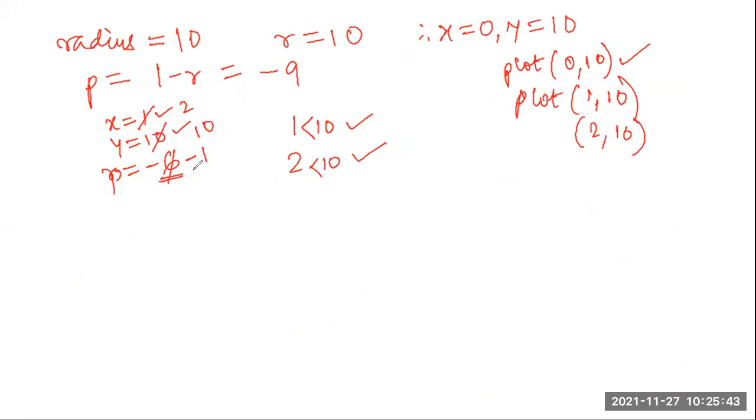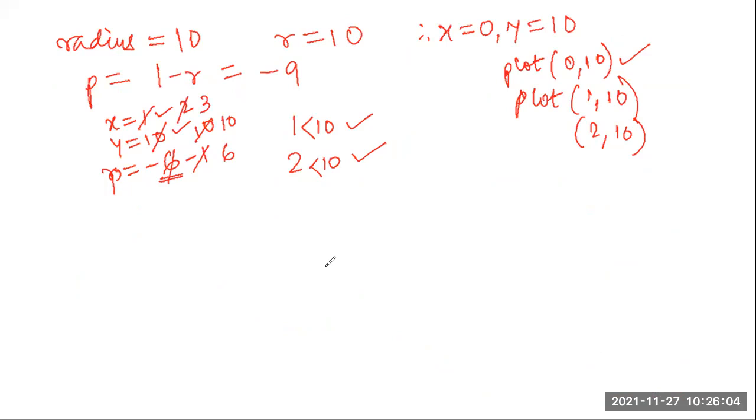Yes, it is less than 0. So what will be the next updated values of x, y, and p? 3, 10, 4. Perfect. 3, 10. No, 6. 3, 10, 6, right? 6 is the right answer.